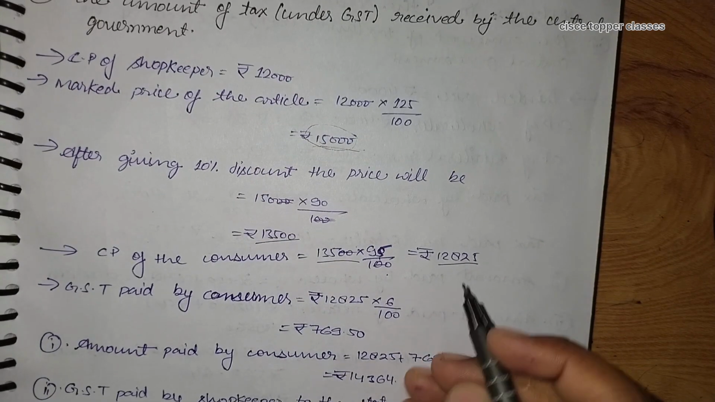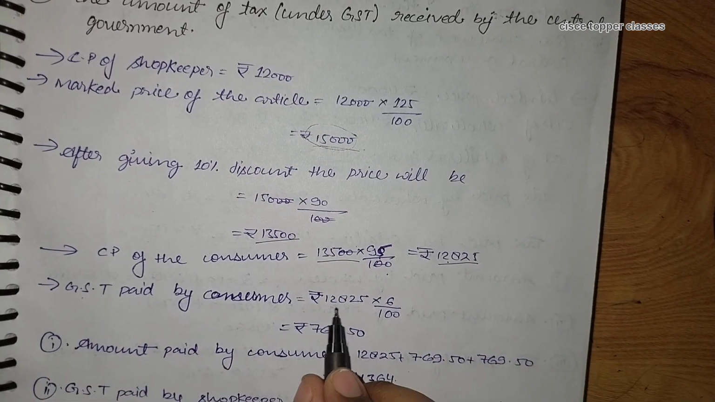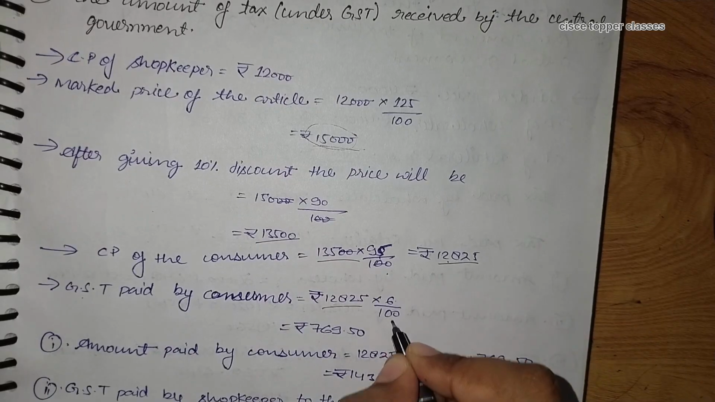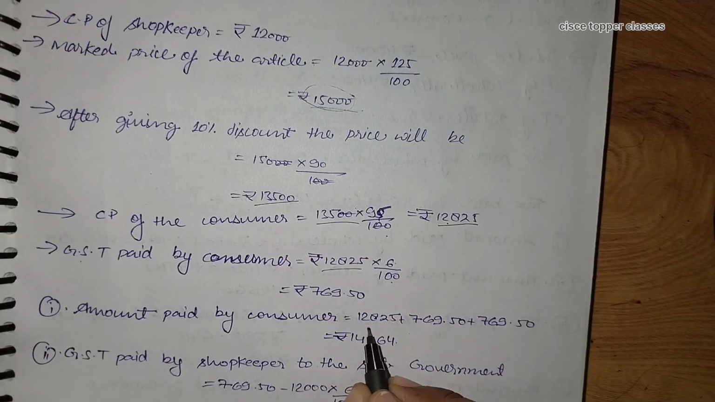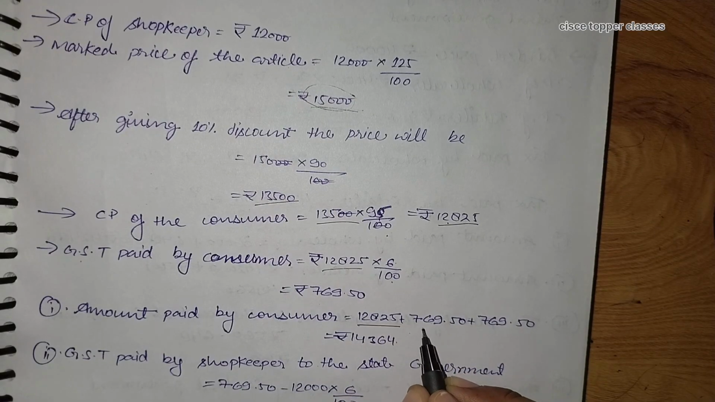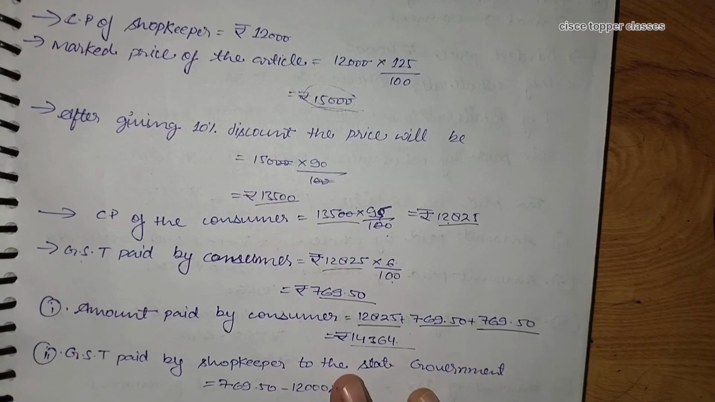So now we have to add GST also. The GST paid by the consumer we will find on this amount only, which is 6 by 100. CGST and SGST we will apply here. So the amount paid will be 12,825 plus 769.50 and 769.50 here. So this will be 14,364.